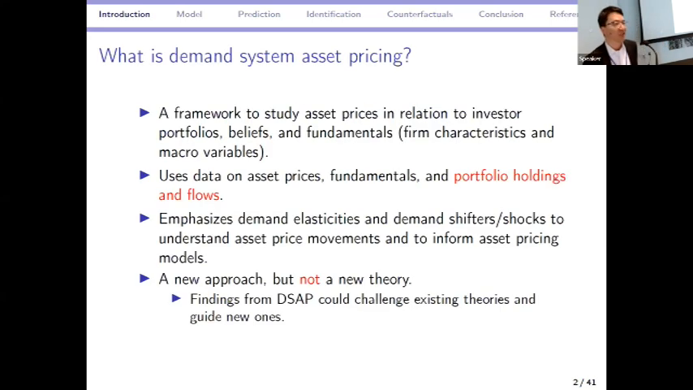Okay, so what is demand system asset pricing? Simply put, it's a framework to try to understand asset prices in relation to portfolios, beliefs, and fundamentals. By fundamentals, we mean things like firm characteristics and macro state variables or outcomes. And in order to study asset prices, we want to use, of course, data on asset prices and fundamentals, as you would from a French model.